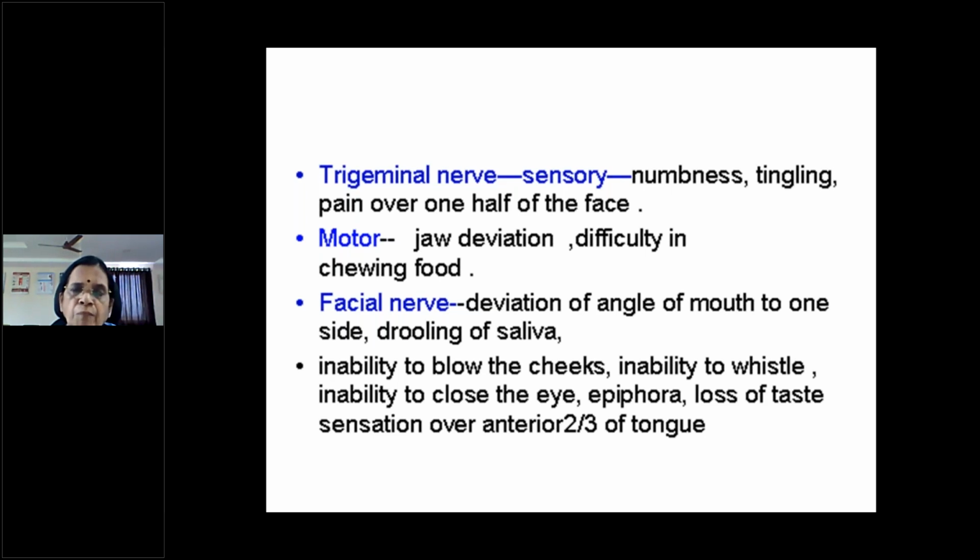So fifth cranial nerve symptoms are sensory and motor. In the motor, jaw deviation to the same side can be there, and also difficulty in chewing the food particles. That is the important symptom you can get in case of a trigeminal nerve. Sensory, I told you already: they can have tingling and numbness on one half of the face, and also pain, trigeminal neuralgia, on one half of the face.